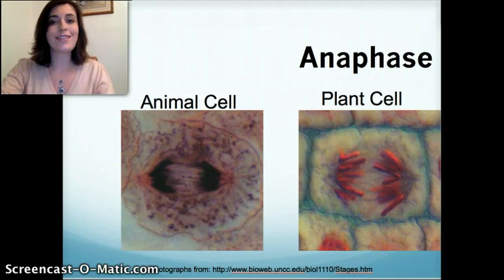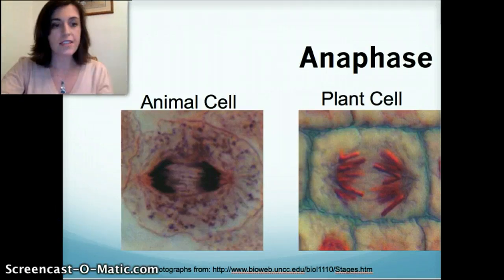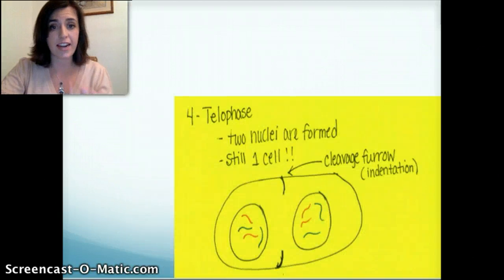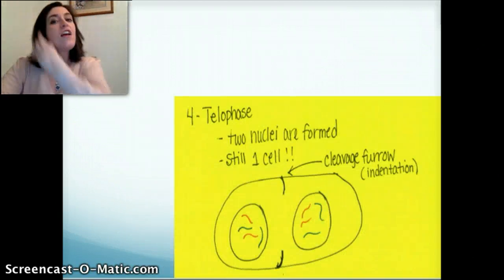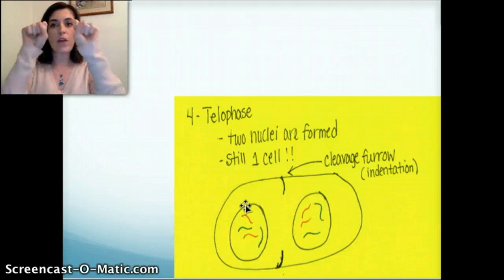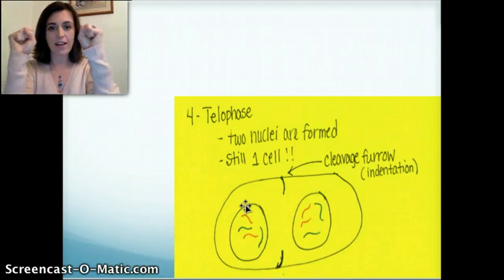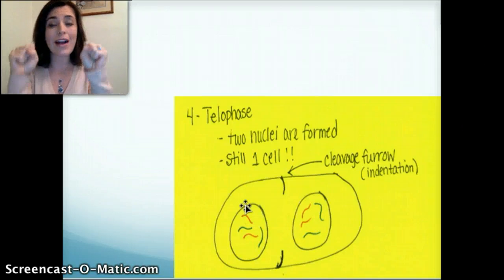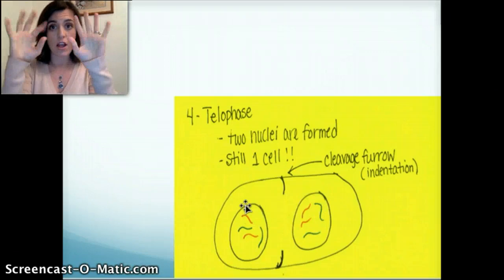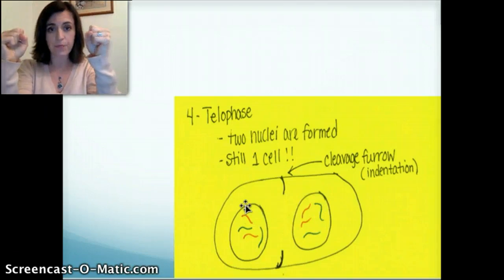Now we're going to condense those chromosomes back down into their two nuclei. This is where you get to your fourth stage, telophase. This is where you see one whole entire cell, but you have two nuclei. Those chromosomes have been pulled apart and condensed down into two nuclei. They are still one cell because you have not split your cytoplasm yet. You have only split your nucleus. Pulled apart and condensed back down.